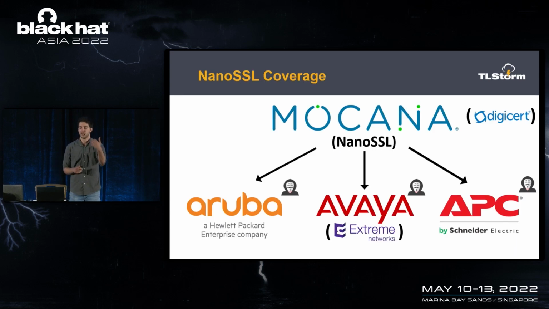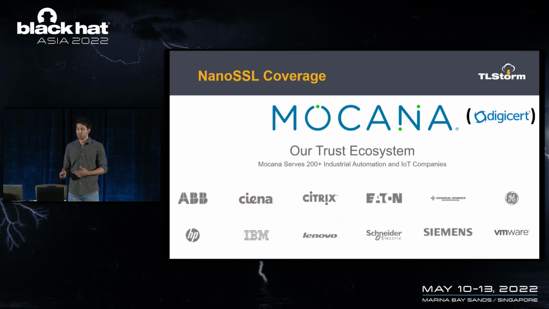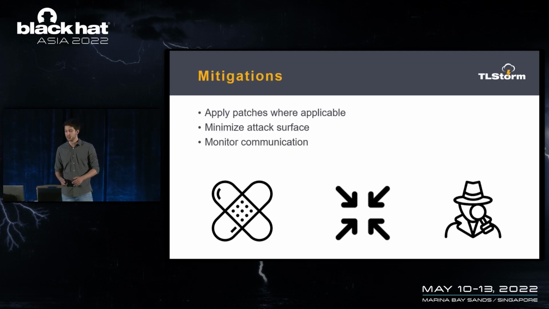And if we want to summarize, these three devices, which we've seen, all suffer from a remote code execution vulnerability that stems from NanoSSL. There are many more users of Ochana and NanoSSL, and all of them could possibly have made the same mistake and could possibly suffer from the same vulnerability. And as we said, shared code means shared risk.